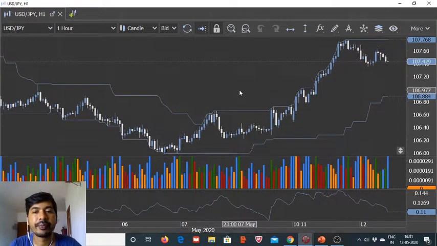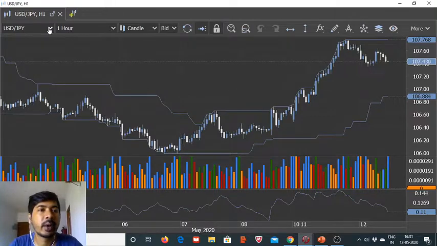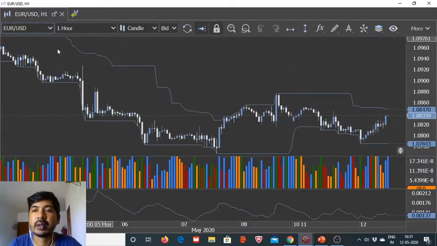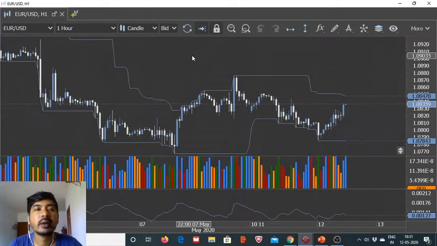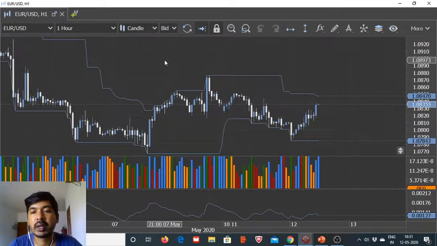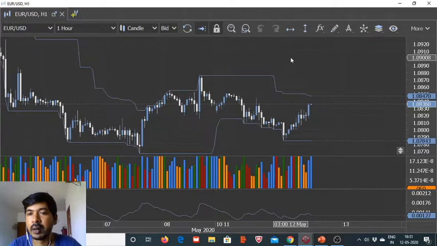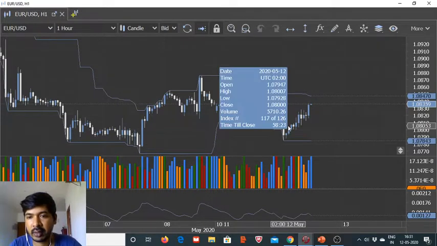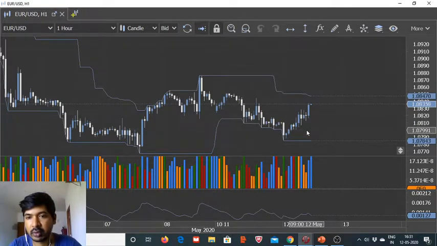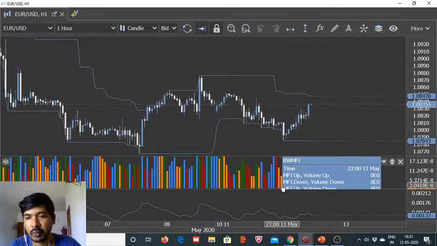So here, this is the USD JPY, and we are looking at the Euro USD. So we change the underlying instrument, and now suppose we are looking for any sell trade, let us take the example of today's session only. So here you can notice that we have this MFI going up and the volume also going up.